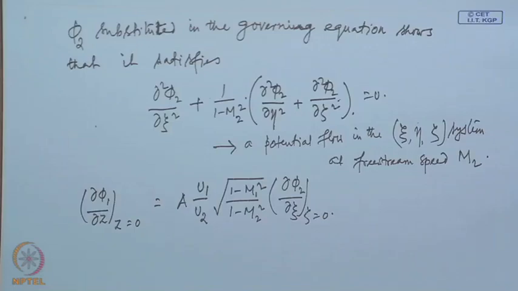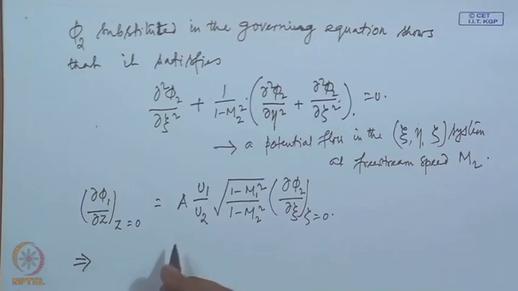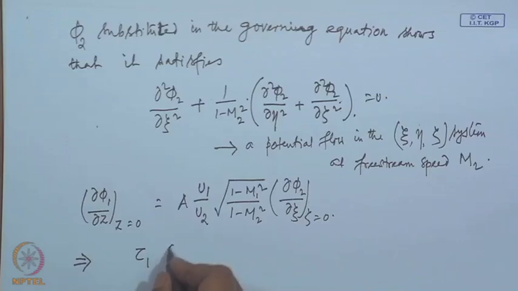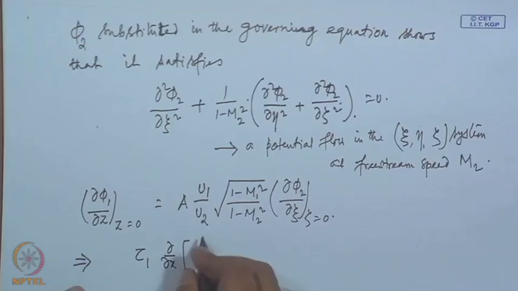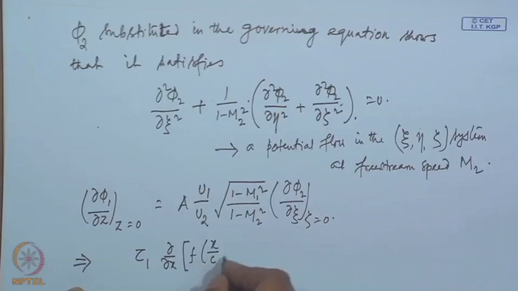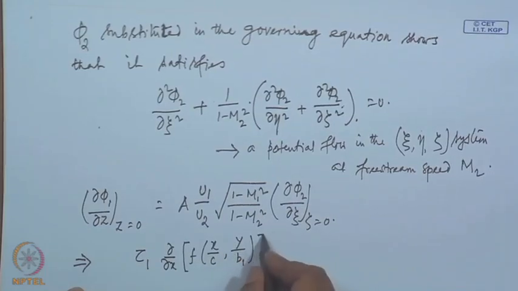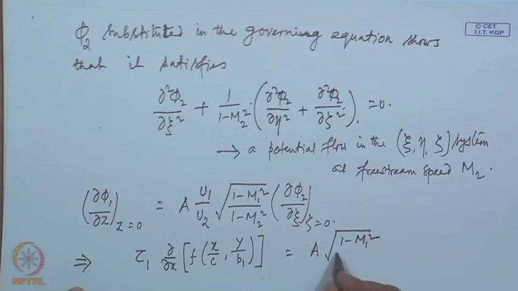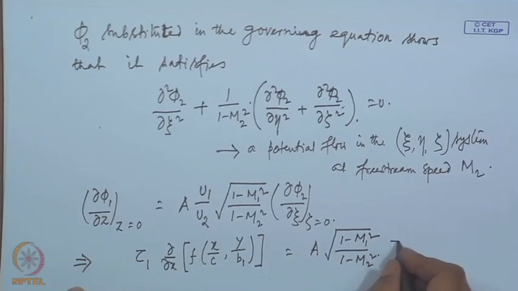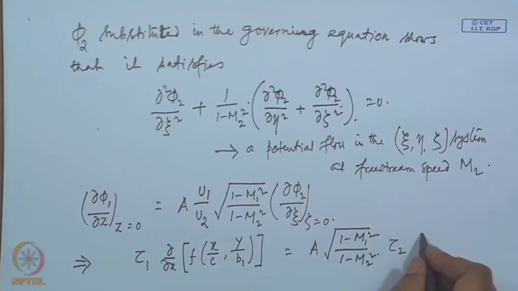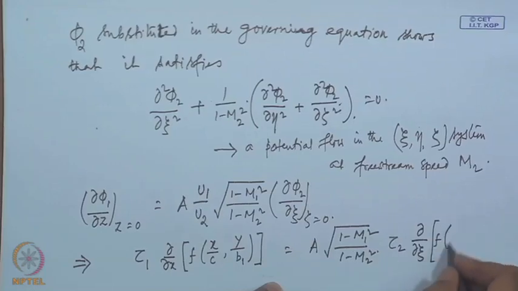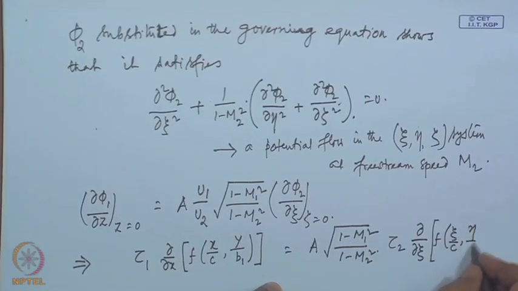Now, if we equate the boundary conditions, tau 1 d dx of f of x by c, y by b 1 equal to A into root over 1 minus m 1 square by 1 minus m 2 square into tau 2 d d xi f of xi by c and eta by b 2.